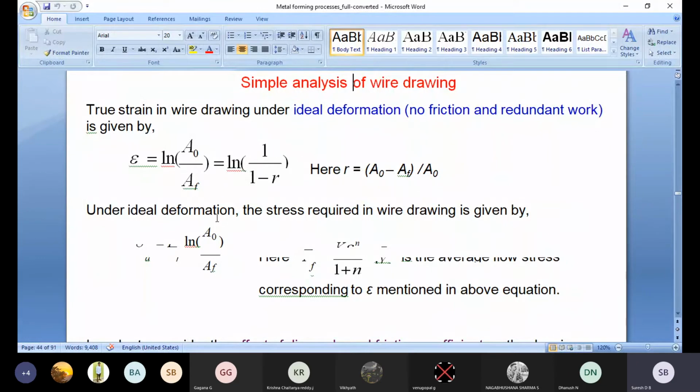Then the rods and bars are manufactured in a single operation, but wire drawing is performed in different operations. Then wires are wound on any circular member, but bars are very difficult to coil. Because of the larger diameter, it is very difficult to bend the component. But with wires, the diameter is very small, so they can easily be bent or wound. Okay, that is the next topic, simple analysis of wire drawing.